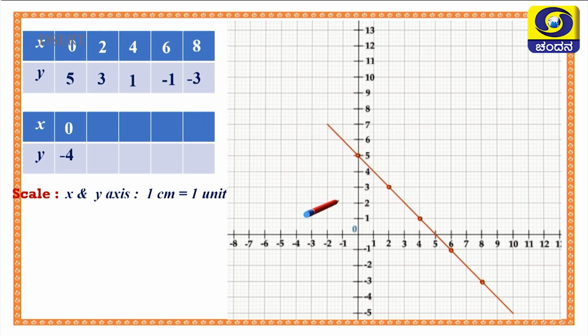Now, x is 0, y is minus 4, right, x is 2, y is 0, x is 4, y is also 4, x is 6, y is 8, 6 comma 8, 8 comma 12. Join all these points, children.